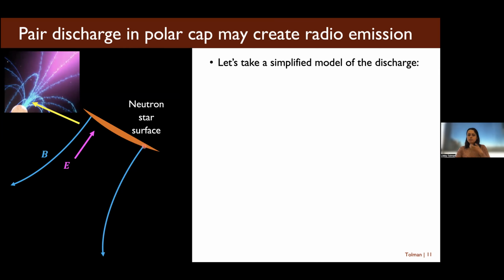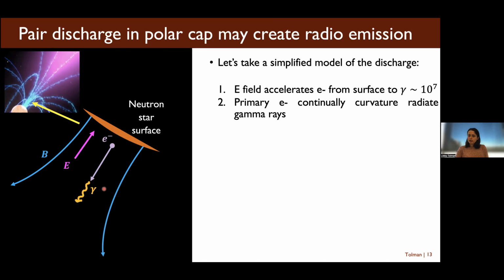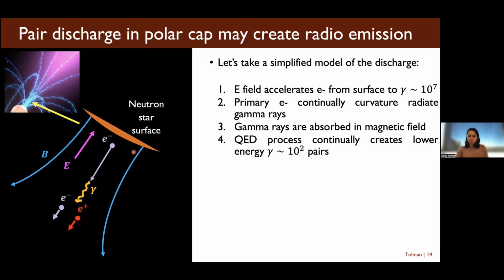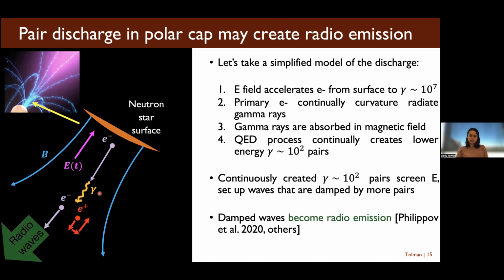So you have a neutron star surface, and then you have magnetic field lines coming out in blue. You've got your strong inductive electric field in pink here. And the discharge that will happen in this region will occur as follows. First, the electric field will accelerate electrons from the surface to a Lorentz factor of roughly 10^7. These primary electrons will curvature radiate gamma rays because they're moving along curved magnetic field lines. These gamma rays will be absorbed in the magnetic field, and as they're absorbed, a QED process will continually create lower energy pairs with a Lorentz factor of roughly 100.